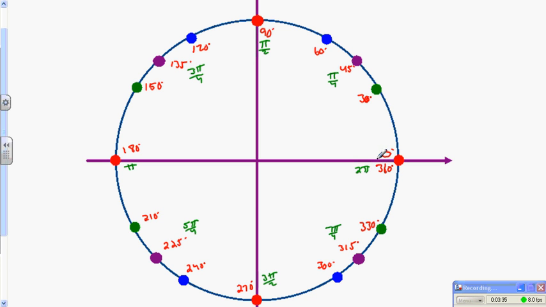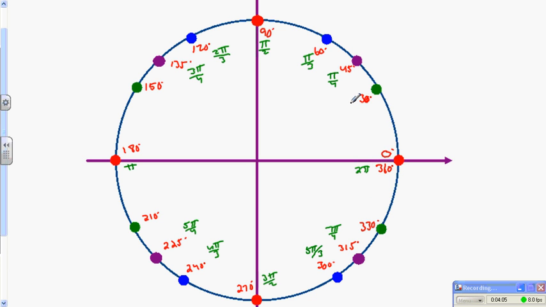Now if I break it into pi over 3, so 60 degrees is the same as pi over 3, a third of a pi. Then 2/3 of a pi, or 2 pi over 3. 3/3 is pi. And it's 4 pi over 3. 5 pi over 3. And 6 pi over 3, which is 2 pi.